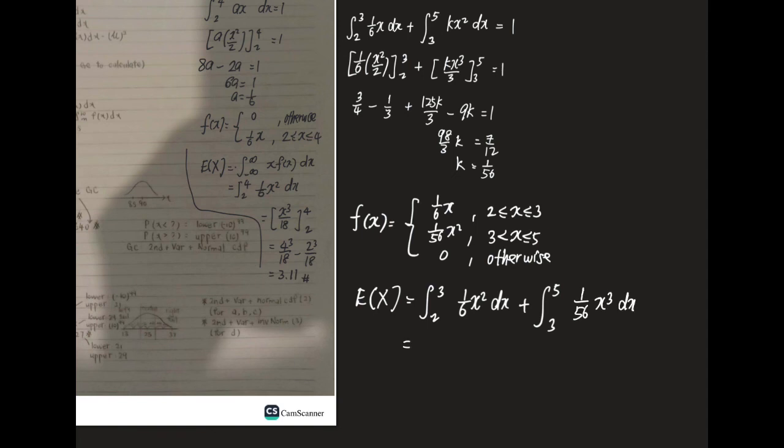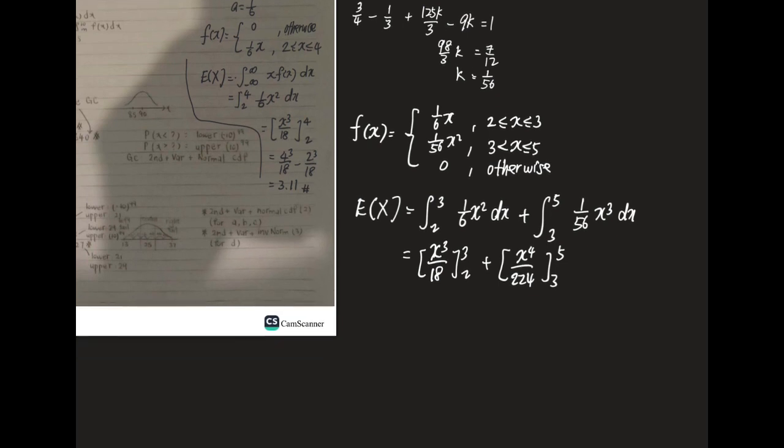Then you integrate. If you integrate, you get x cubed over 3 times 6, 18, from 3 to 2. Then integrate x to the power 3, it becomes x to the power 4 over 4 times 56, 224, from 3 to 5. Then I substitute 3: 3 cubed over 18 is 3 over 2, and 2 cubed over 18 is 4 over 9.